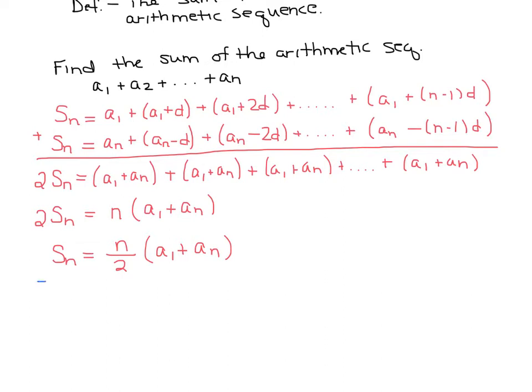And that is our first of two formulas for today. If I am asked to find the series of an arithmetic sequence, I would use this formula: S sub n equals n over 2 times a sub 1 plus a sub n.